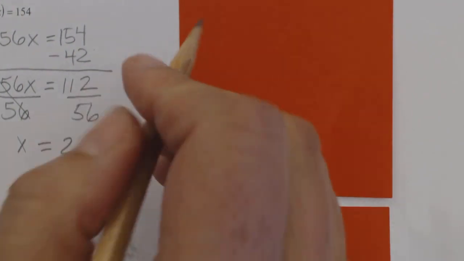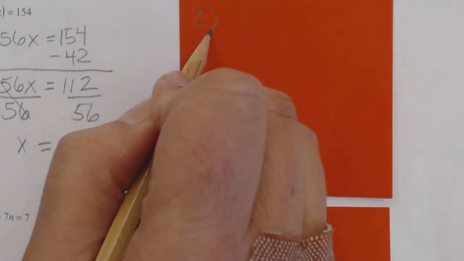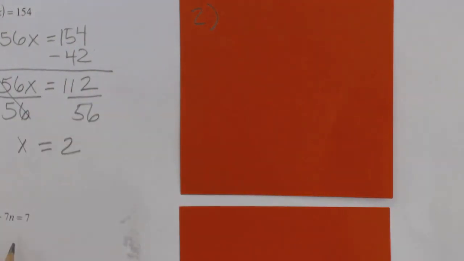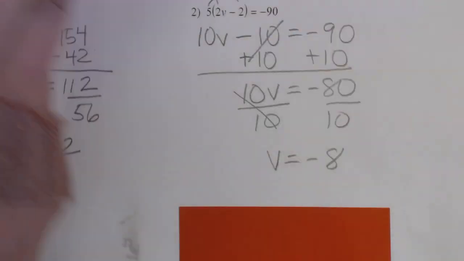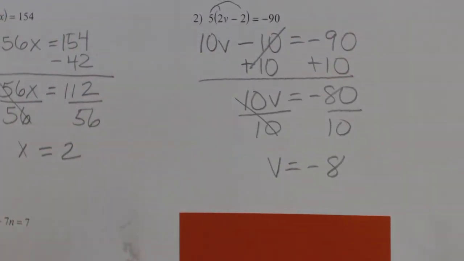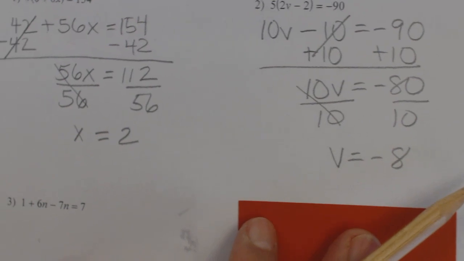So that next one is right next door. This is number 2 here. I don't know if you can see that. So I'd like you to pause the video and try it. Thank you. Okay, we're back. Here's the answer to number 2. You had to distribute, add, and then divide, and your answer was 8. Please pause, ask me questions, and then you may move on.